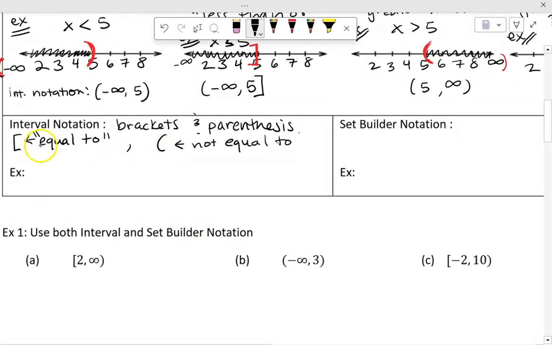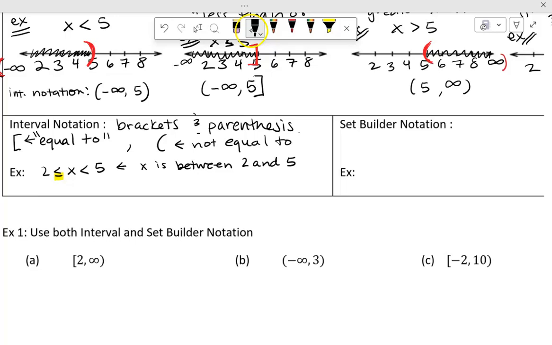So let's do one more down here where we write interval notation. If I gave you something like 2 is less than or equal to x is less than 5, what this means is x is between 2 and 5. And x is also allowed to equal 2 because we have a little equal bar there. So we would put lowest comma highest. Lowest always goes first. Highest will go second.